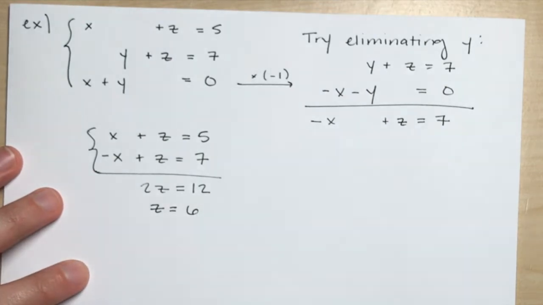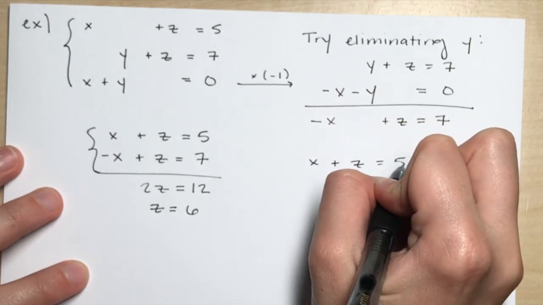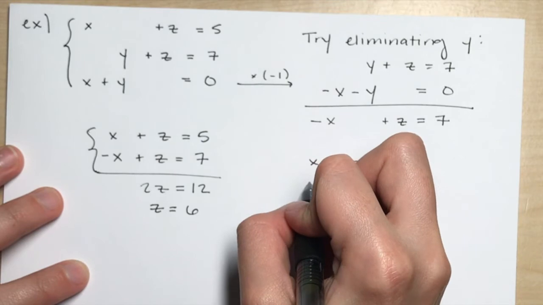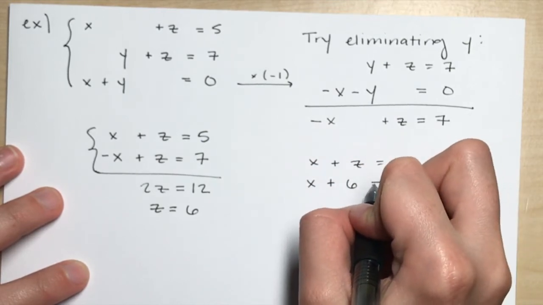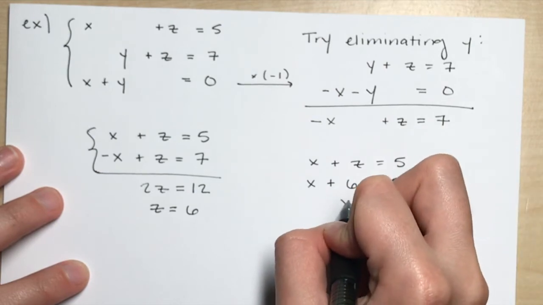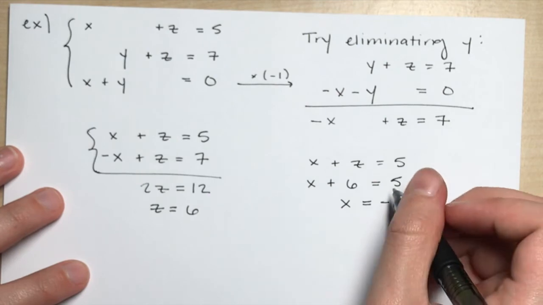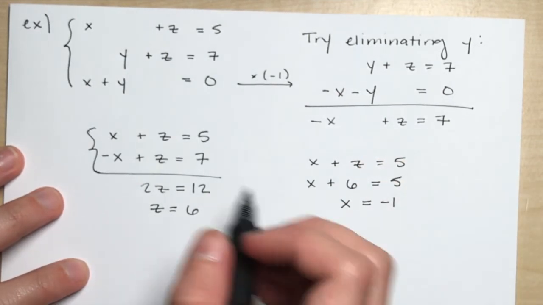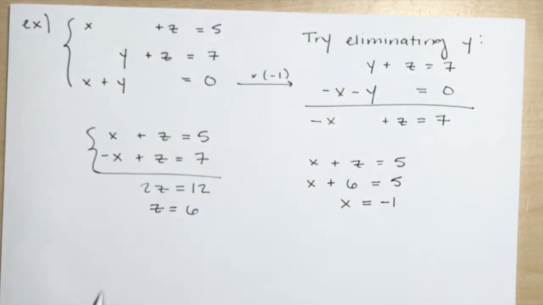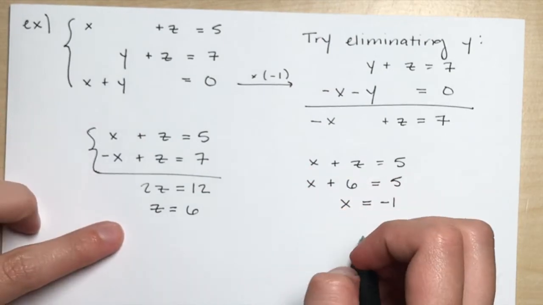All right, let's plug 6 back into one of these two variable equations. x plus z equals 5. But we know that z is 6, so x plus 6 equals 5. So x is negative 1. Now that we know negative 1, now we can plug either of these into one of the equations that has y to find y, and they should both give us the same thing. We only need to do one though.